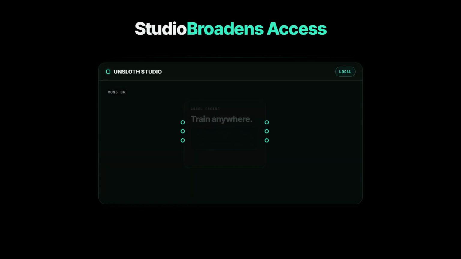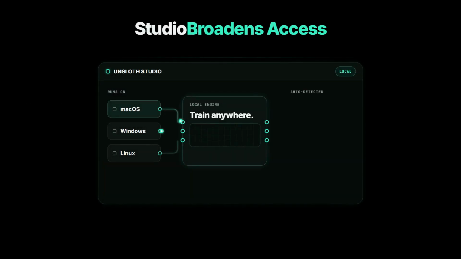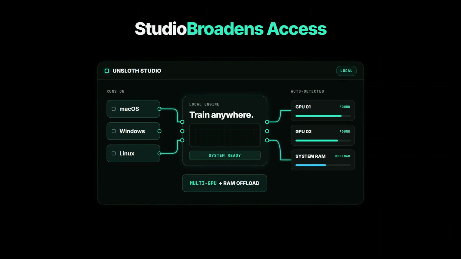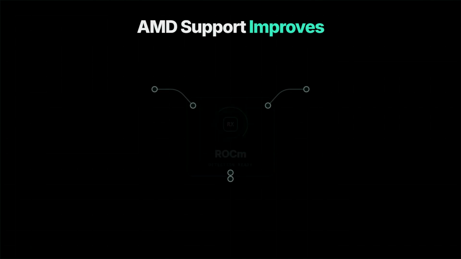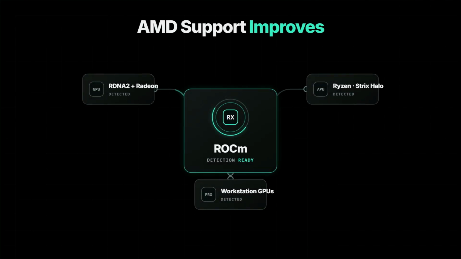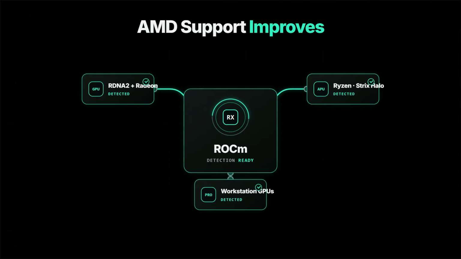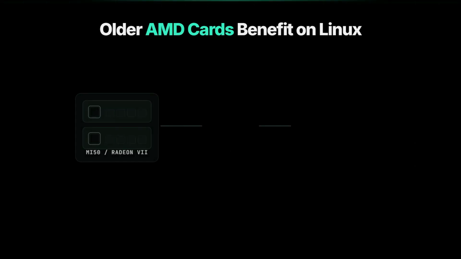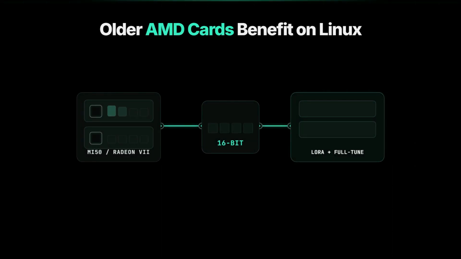Unsloth documents Studio support across macOS, Windows, and Linux. Studio can detect multi-GPU setups, offload automatically to RAM, and run GGUF or SafeTensor models locally. The release expands AMD support with improved detection for RDNA 2, Radeon, Ryzen, Strix Halo, and workstation GPUs, plus more reliable ROCm inference and training. On Linux, MI50 and Radeon VII gain support for 16-bit LoRA and full fine-tuning.